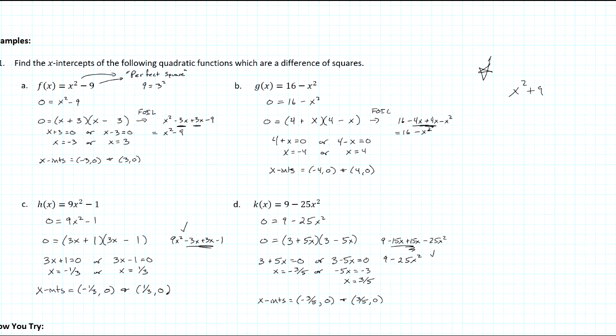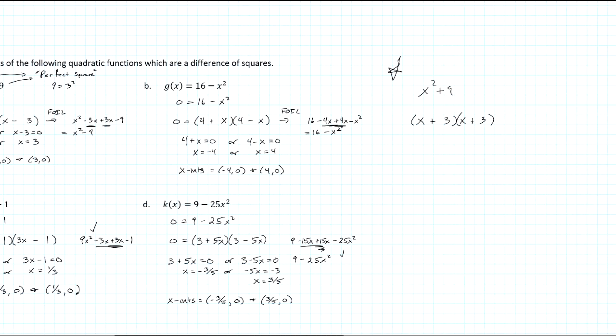then this doesn't factor. If we try, we would want an x and an x in the first positions. And we could try a 3 and a 3, but if we did plus and plus, then we would end up with this being x squared plus 3x plus 3x plus 9, and that would be x squared plus 6x plus 9. And so that 6x is not correct.